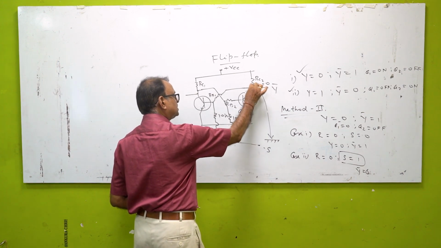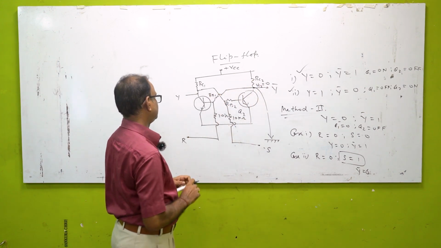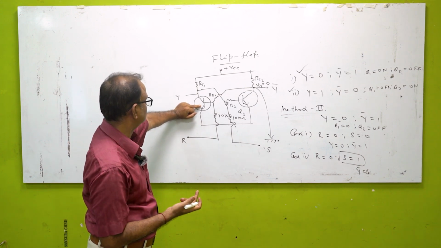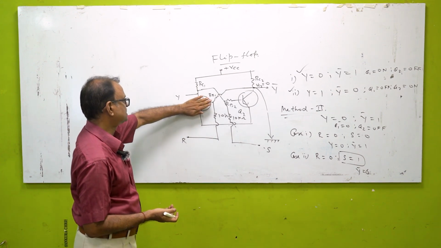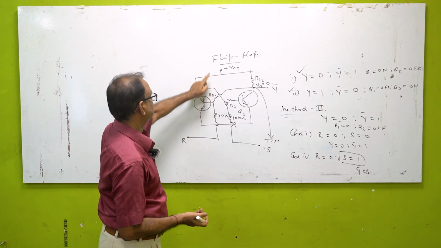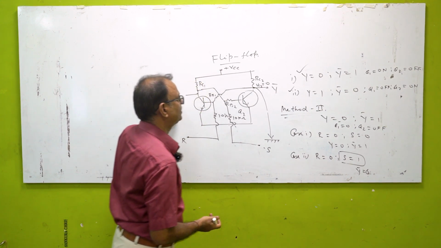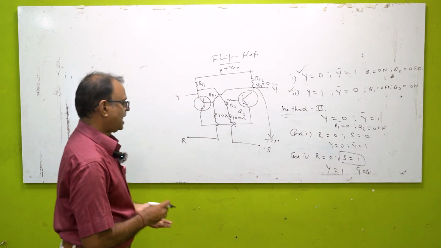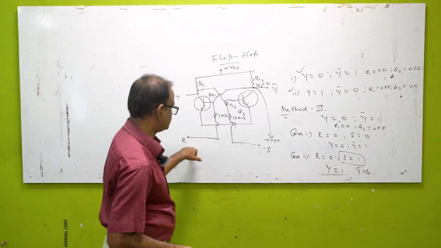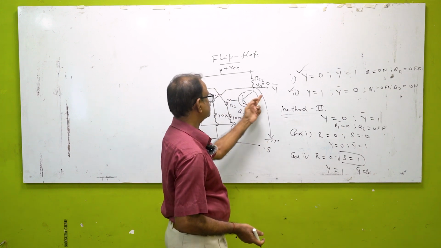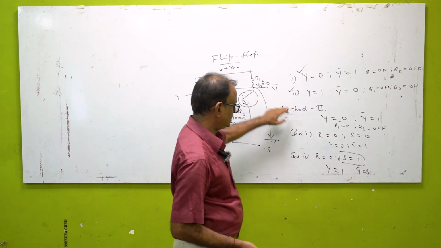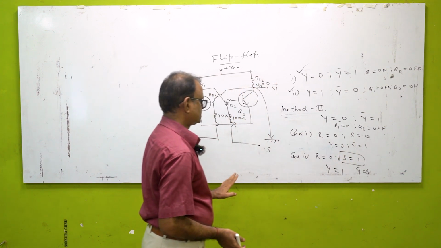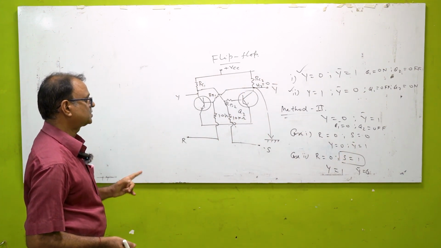As this 0 voltage is coming to the base of the first transistor, naturally this transistor will not get sufficient bias voltage for its conduction, as a result of which this transistor will be off and hence the entire supply voltage will appear at Y. That means Y will be equal to 1. Now see, under the situation when R is equal to 0 and S is equal to 1, Y has become equal to 1 and Y bar is equal to 0. So there is a changeover of state from 0, 1 to 1, 0.